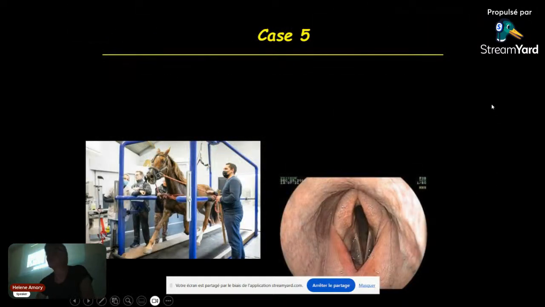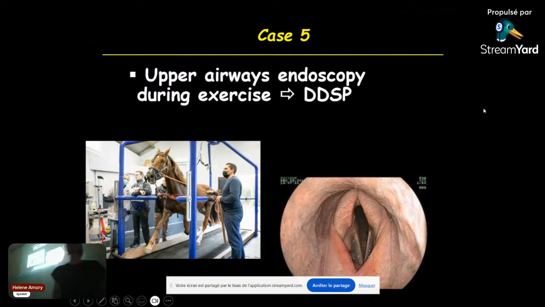And in fact, in this horse, we did additional examination, an airway endoscopy during exercise, and he has a dorsal displacement of the soft palate. The reason for the exercise intolerance was respiratory and was not cardiac in this case. Okay.